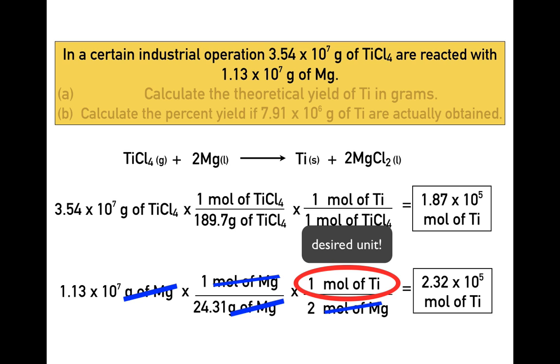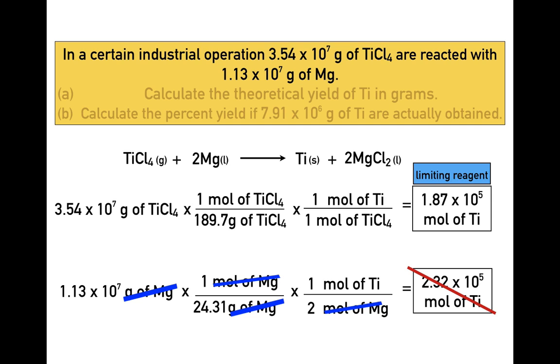And when I compare the two amounts, I notice that titanium chloride produces the least amount. That means I am limited. This reaction is limited by the amount of titanium chloride that I have. So that is my limiting reagent.